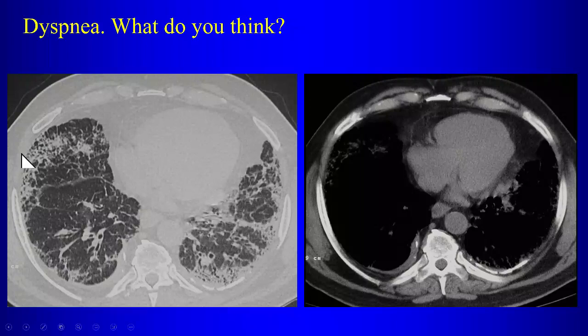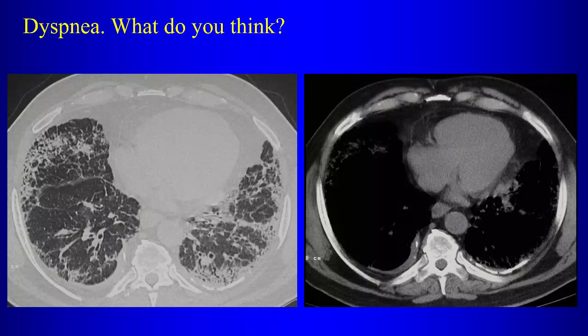Yeah, right. So, if you said this was honeycombing, I would agree with you. Certainly there's traction bronchiectasis, and we have some subpleural opacities. So do you think this is IPF? So it could be IPF.